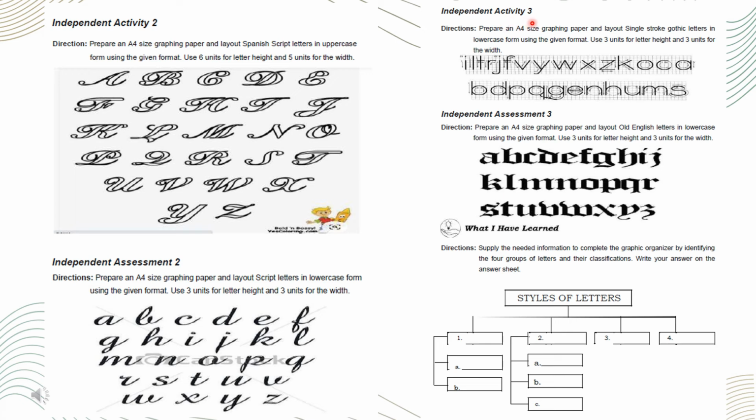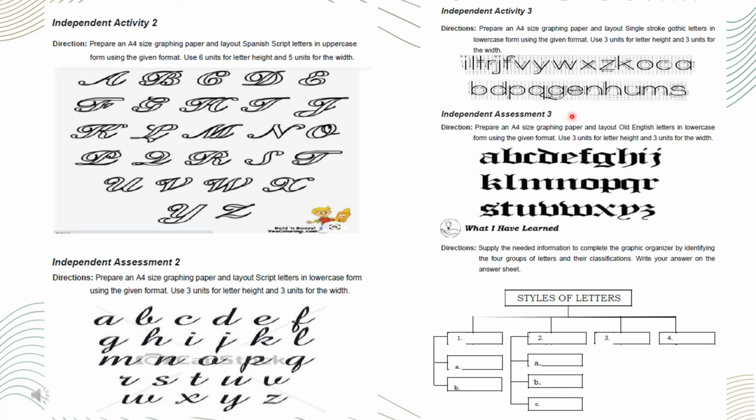Next, for the independent activity 3, also in the A4 size graphing paper, lay out single-stroke Gothic letters in lowercase form using the given format. So again, for the lowercase form, we have 3 units or 3 squares for the letter's height and 3 units or 3 squares for the letter's width. So again, we'll copy this type of letters, Gothic letters, in lowercase form.